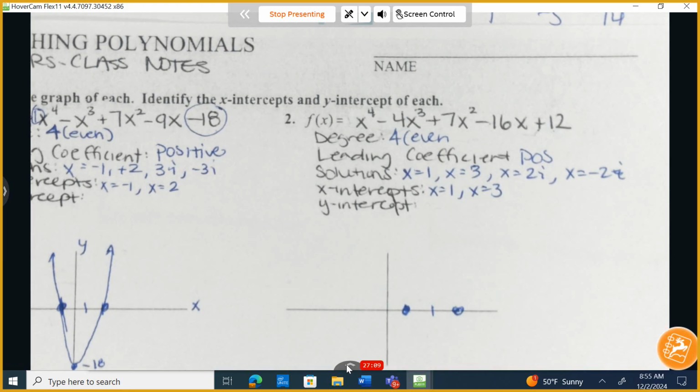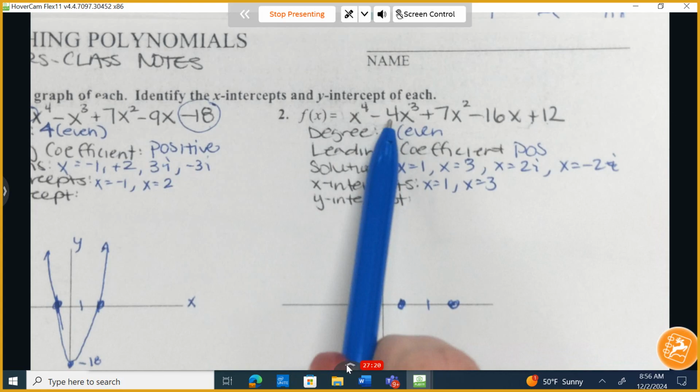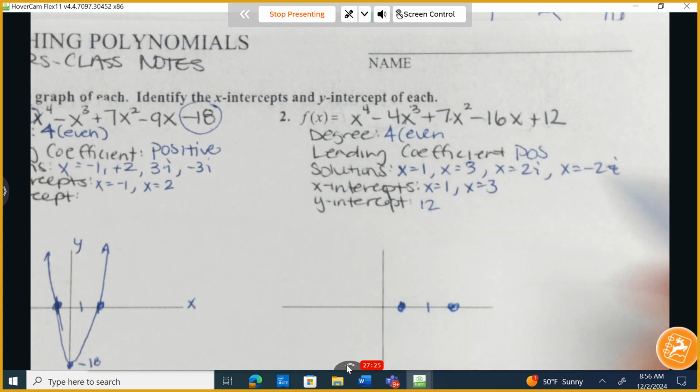And now we need to figure out what the y-intercept is. Turn to your partner. You have 10 seconds. How do you achieve the y-intercept? Go. X's become zeros. 0, 0, 0, 0. The y-intercept is at 12.